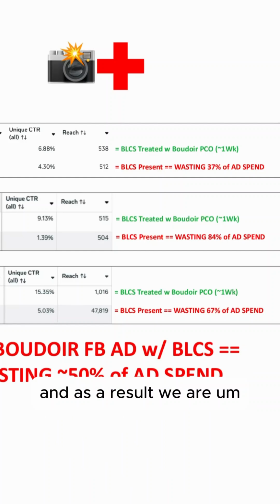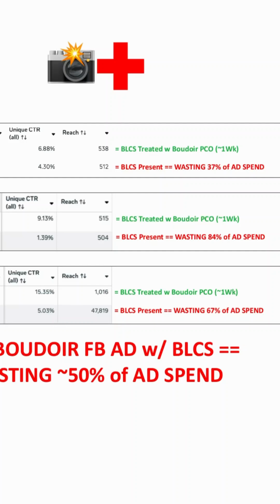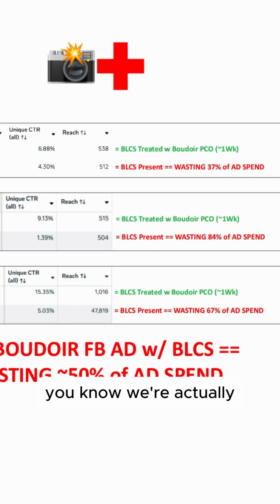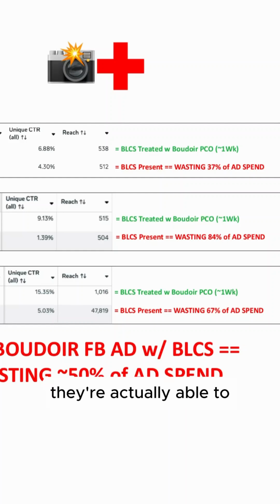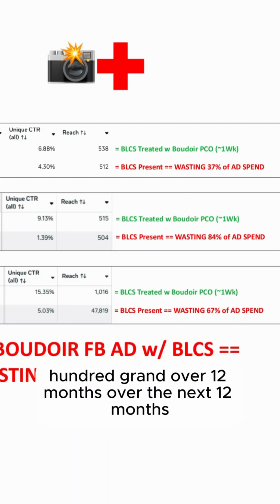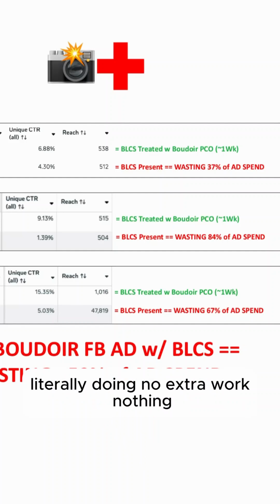And as a result, they're able to keep that $8,400 a month, which is like 100 grand over the next 12 months, literally doing no extra work, nothing.